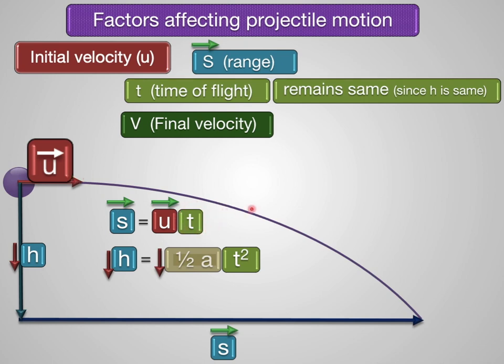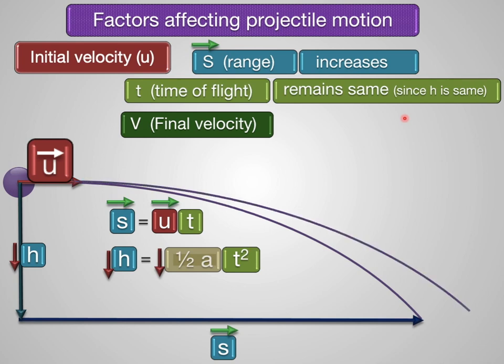As a result, when the initial velocity increases, the range should increase. So the new path with the increased velocity will be like this. It will travel more horizontal distance. Now, the final velocity. As you know, the final velocity is always a combination of vertical and horizontal components. So we are going to see what happens to each of these components.